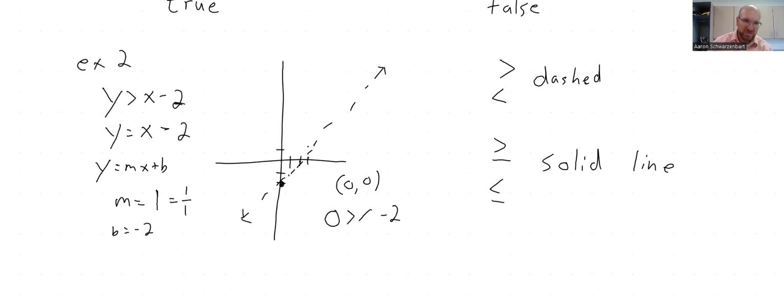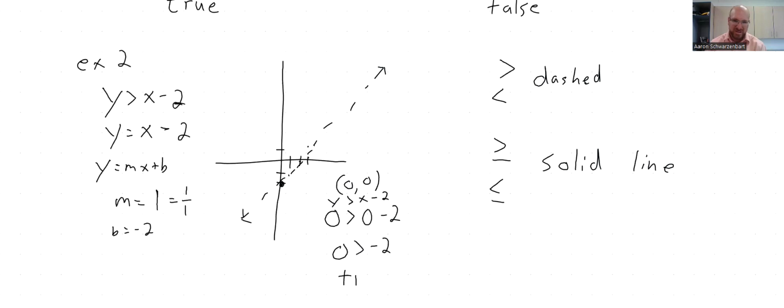For my original inequality, I should plug in 0 for y, and I need to plug in 0 for x. My inequality that I started with, you can see on the left of the screen right below example 2, is that. Plugging in 0, 0 for both, I get 0 is greater than negative 2.